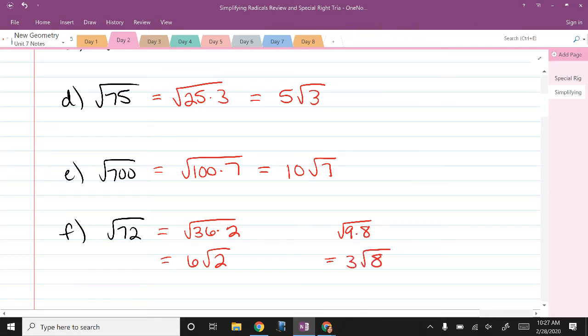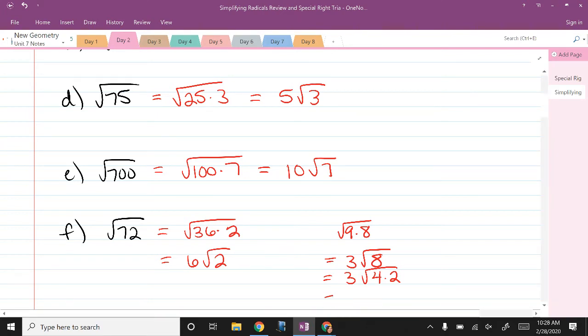But 8 also has a perfect square that goes into it, right? What's the largest perfect square that goes into 8? 4. So I would change that to 3 radical 4 times 2. And what's the square root of 4? 2. If you already got a 3 on the outside, you would multiply it when you bring it out. So 2 times 3 is 6.